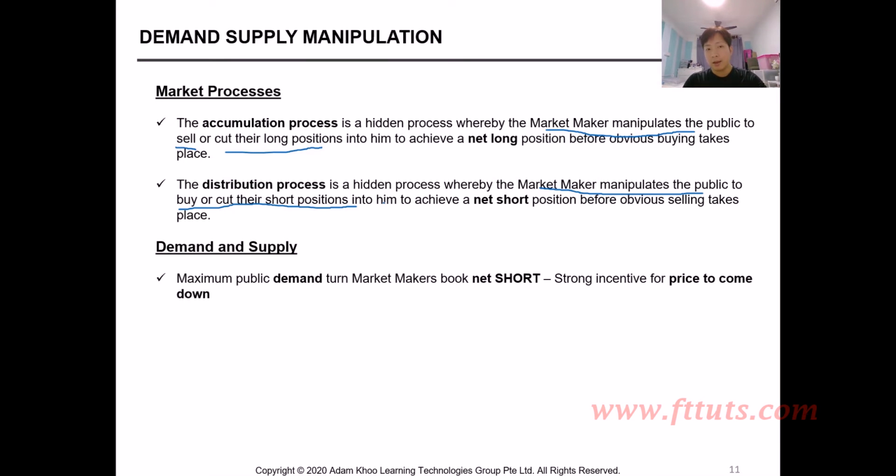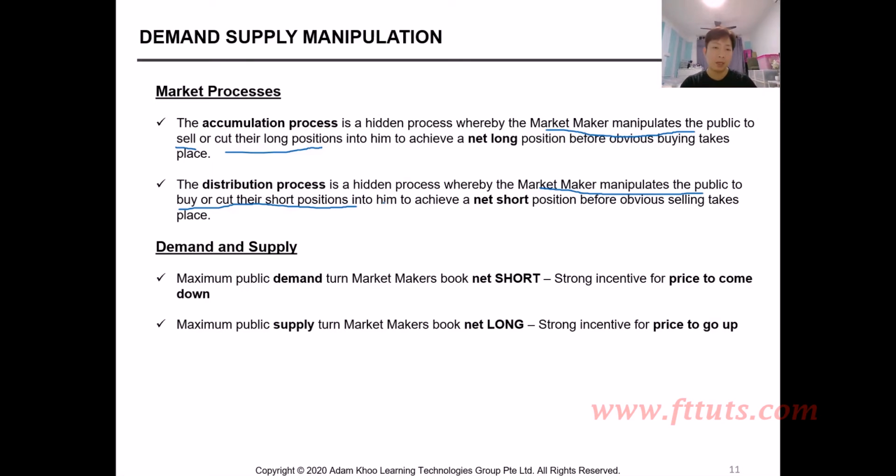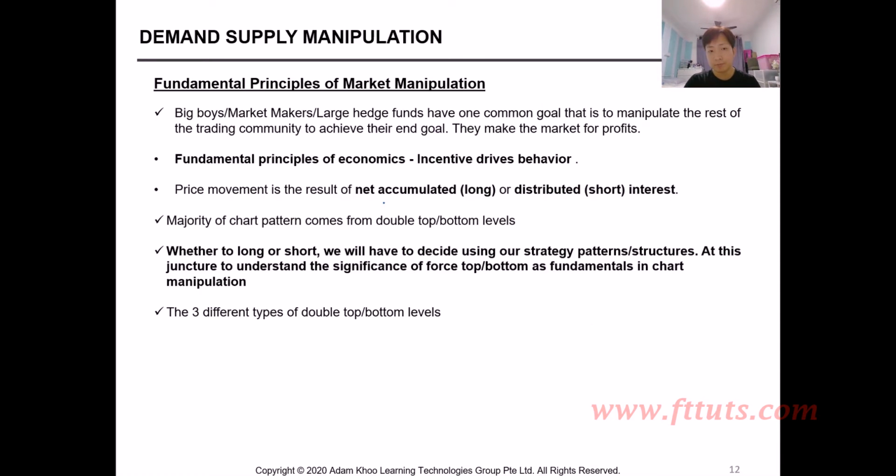So on demand supply: maximum demand is public demand, which causes the market maker's book to turn short. They have a strong incentive for the price to come down. Maximum supply turns the market maker's book net long. They have a strong incentive to move the prices up later on.